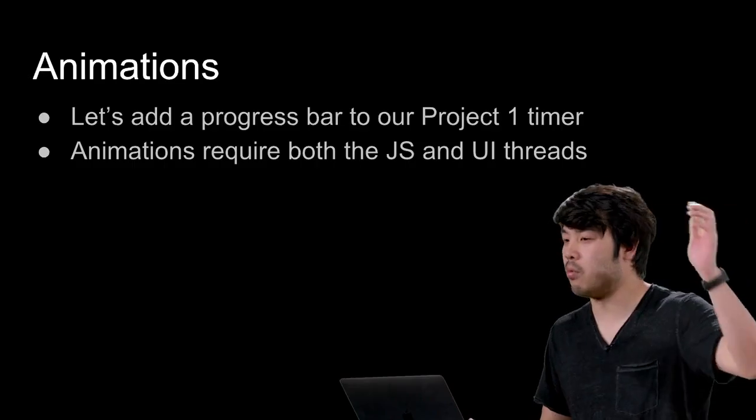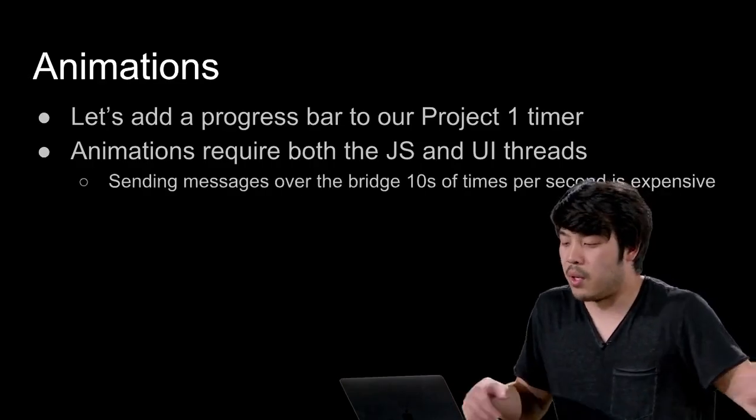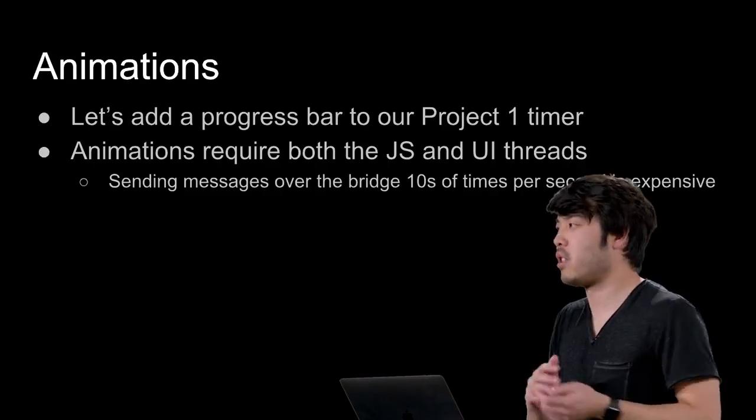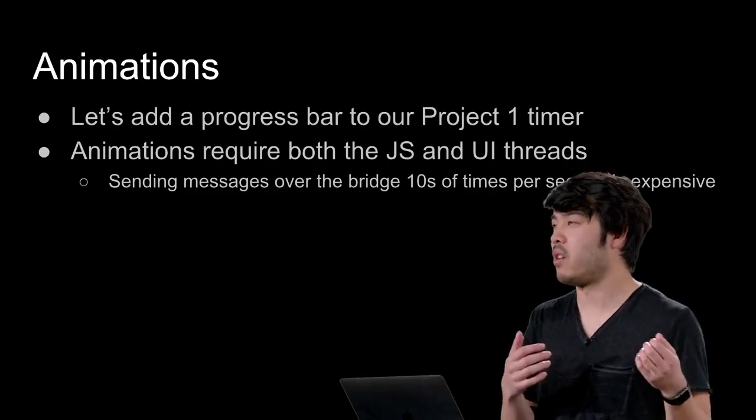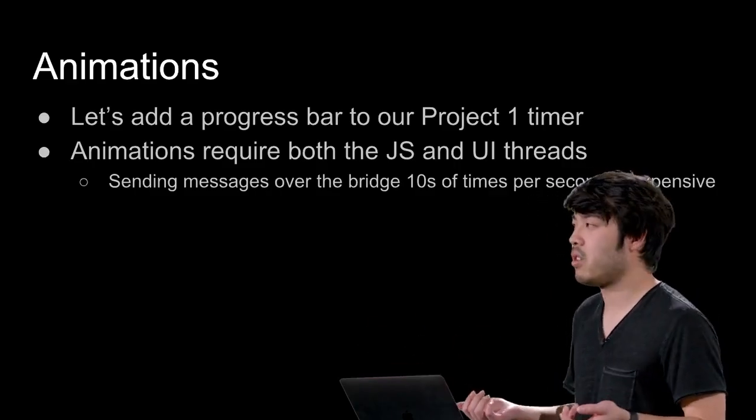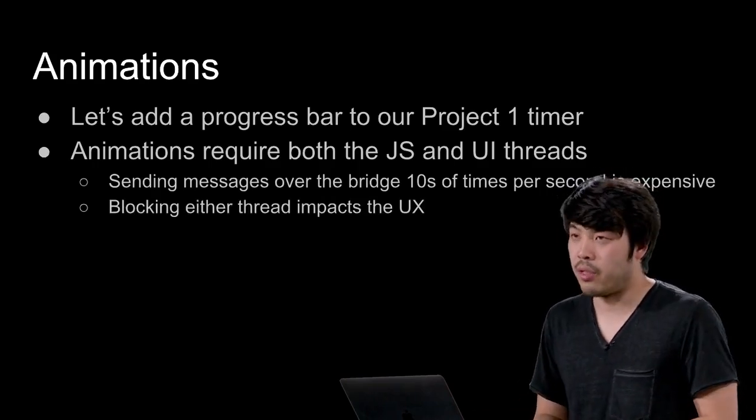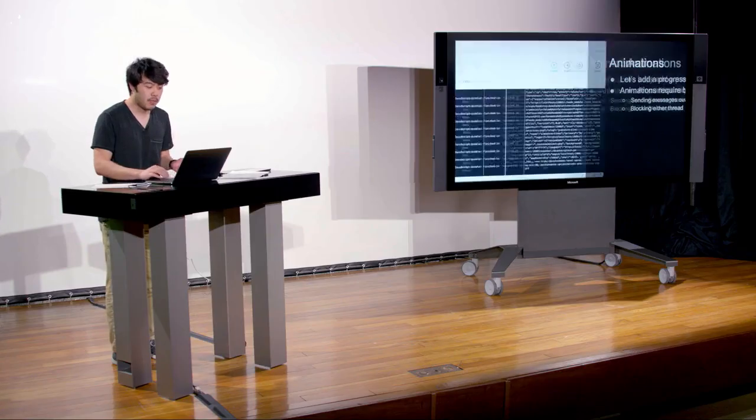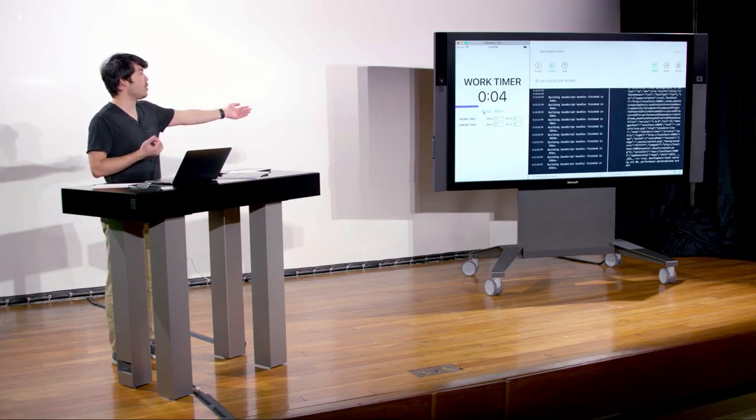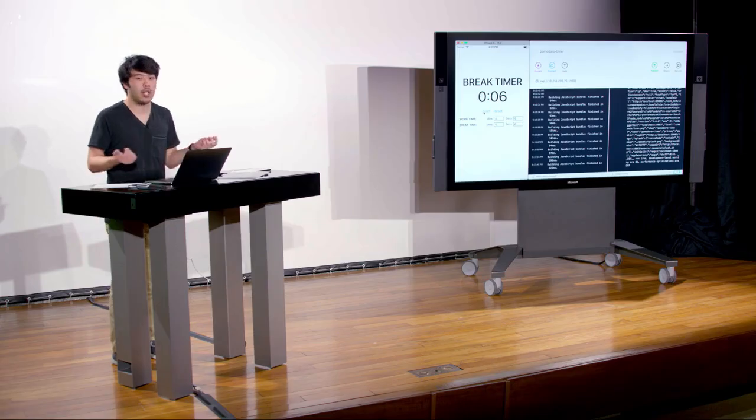Well, the current animation that we wrote requires both the JavaScript and the UI thread to run. And what's happening? Well, it's sending messages over the bridge tens of times per second. It's actually not cheap to do that. Every single time we do that, we need to serialize any of the information that needs to get sent to the other thread and back and forth. That's happening 60 times per second. It's quite a lot. And blocking either thread will impact the user experience. And as we see here, this is blocking the JavaScript thread, even though it ultimately should be running on the UI thread, and it's causing some jank. It's really actually hurting our user experience.